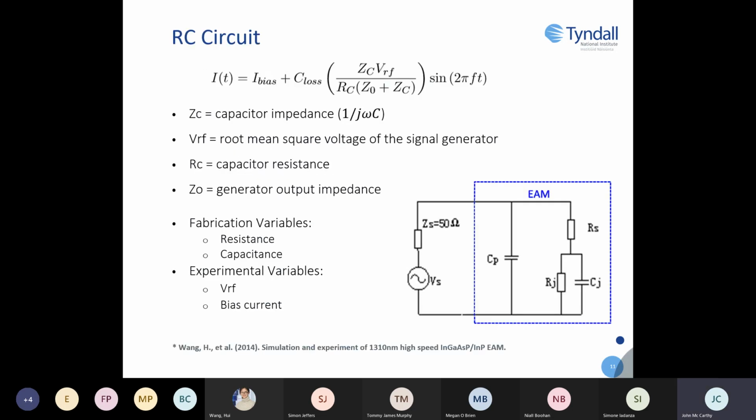Well, first, let's treat the signal generator and laser as an RC circuit, as demonstrated by the diagram below. The resulting equation of the current is given above, and so we can examine how certain parameters would affect the RF current and then determine an idea of how this would affect the generated combs. So we want to see how the parameters determined by the fabrication run, like resistance and capacitance, would affect the generated combs, as well as the experimental parameters like the RF voltage and the bias current.